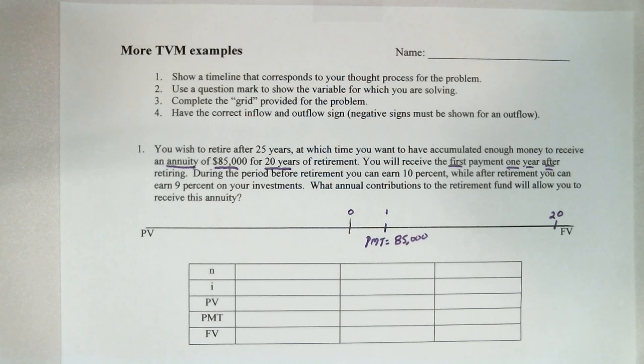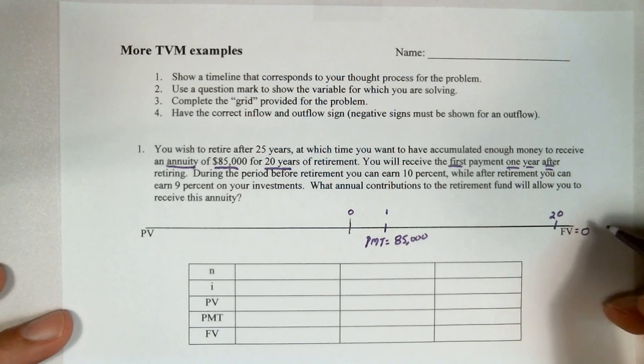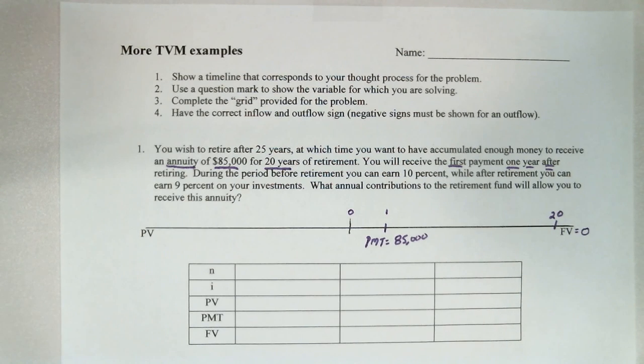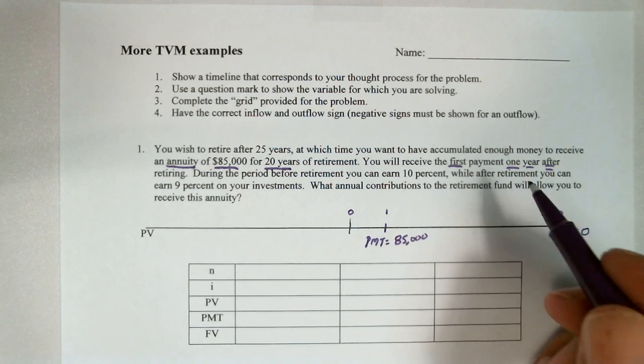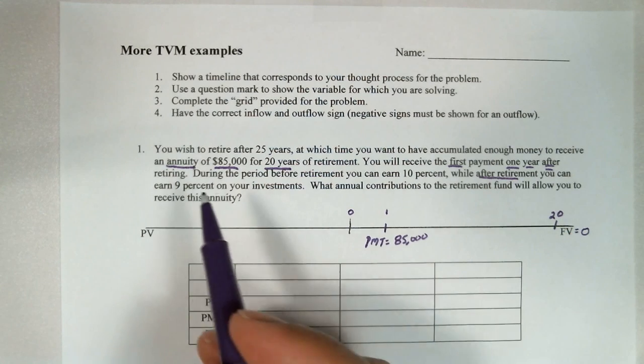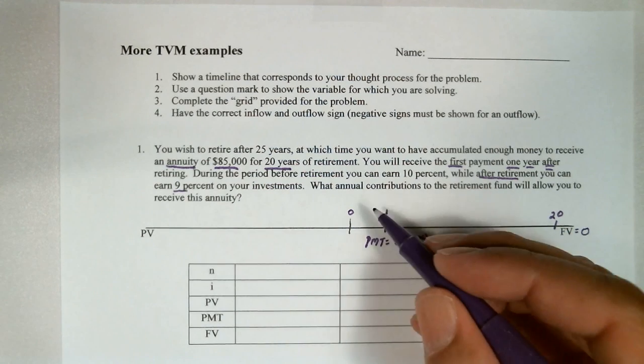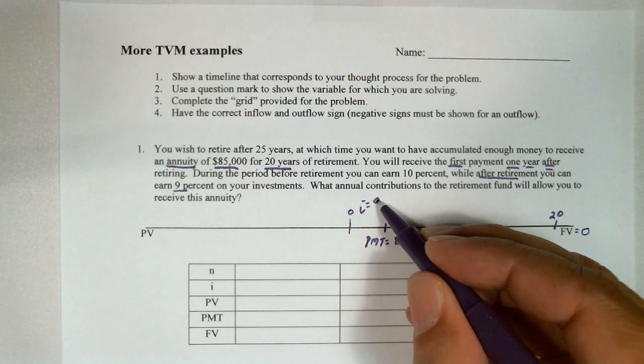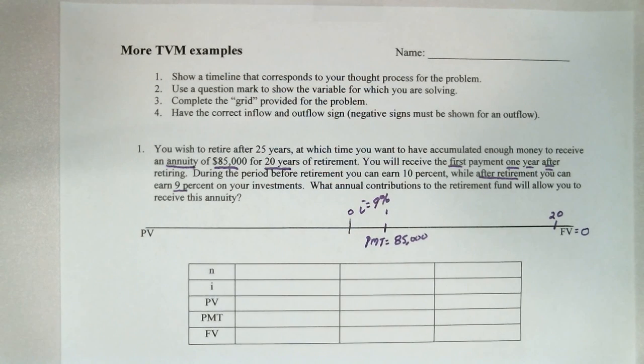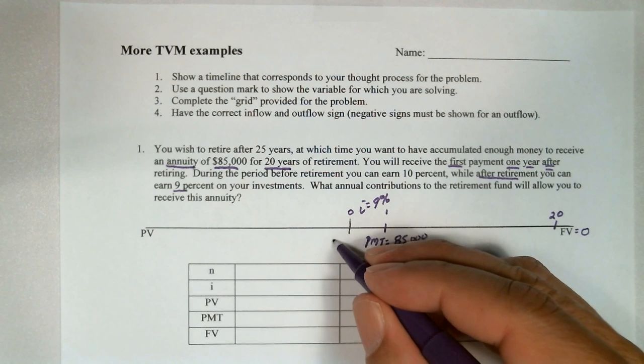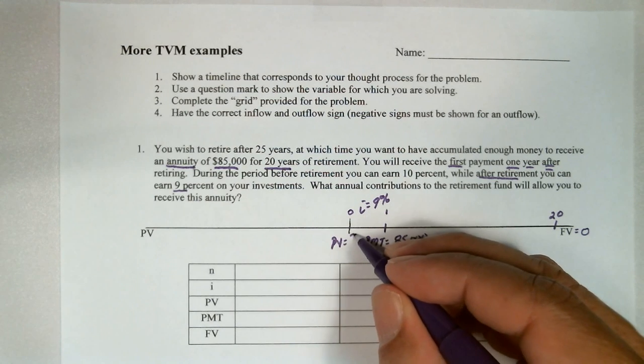Now, I like to say that when you die, you're not taking this with you. So with these types of problems, the future value is going to be equal to 0. During this time, after retirement, you can earn 9% on your investment. So I equals 9% goes there. So what do we not have? That is, what is our unknown over here? It's my present value that I don't know.